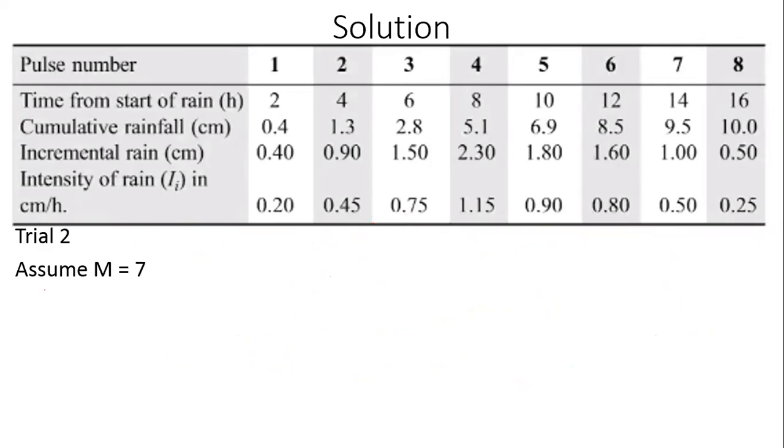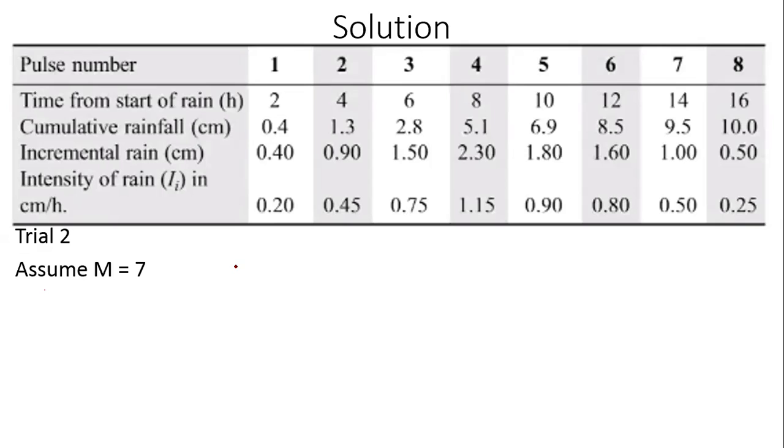Now I assume M equal to 7. So when I do M equal to 7, what do I have to do? I pick the 7 highest rainfall intensities. So I have to drop out. Which one do I drop out? First one. The first one, 0.2 centimeters per hour. I have to drop that, right? Because I have to arrange in decreasing order. I have to arrange the rainfall intensities in decreasing order and pick the top M. In this case, M is 7. And so therefore I have to drop the lowest rainfall intensity.